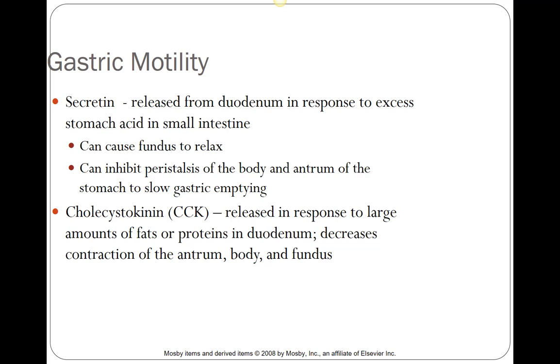This is something that happens like after Thanksgiving. You eat a lot of turkey or a lot of fatty foods, and you get that really full feeling, and you feel like you can't eat any more. That's because everything's slowed down in your stomach. It feels full and distended because of this CCK. All that extra protein and fat has gone to the duodenum, and the duodenum has said, slow down, give us some time to digest this, don't send anything else our way.